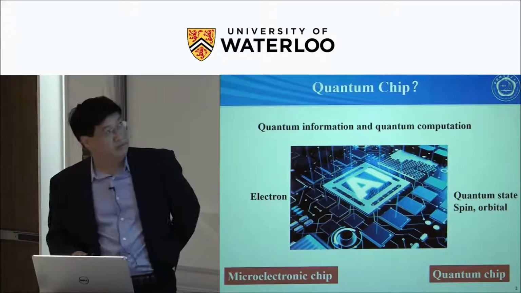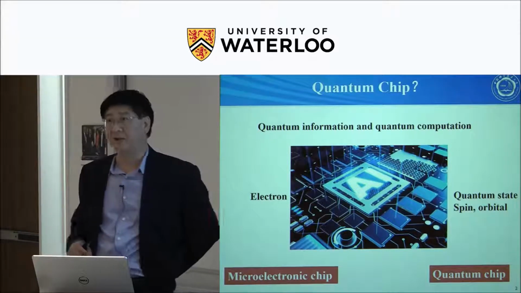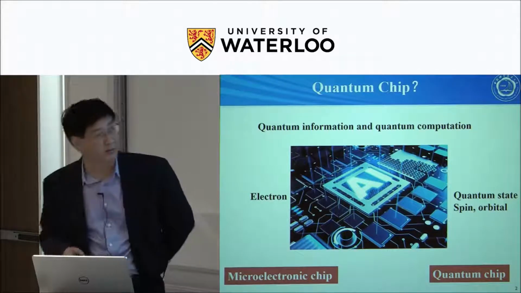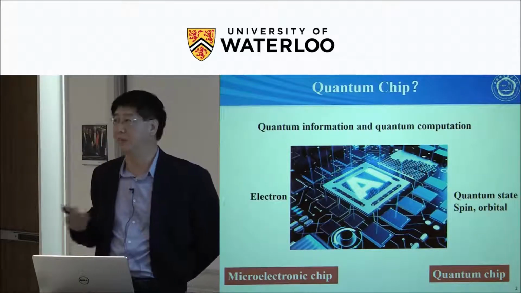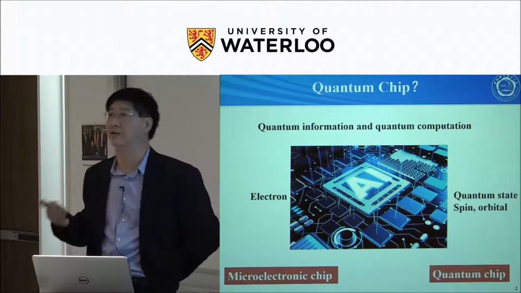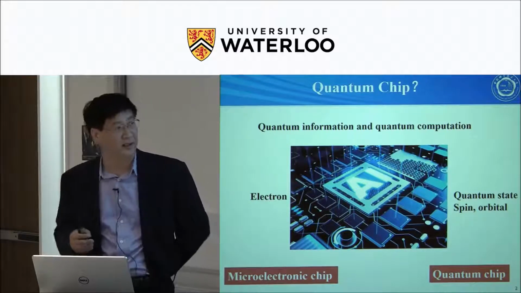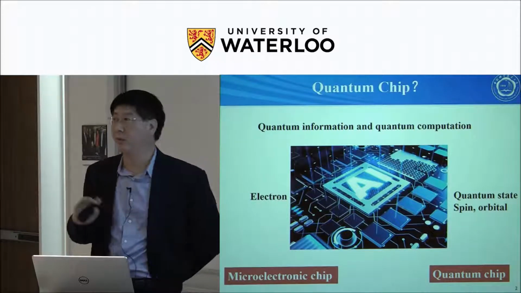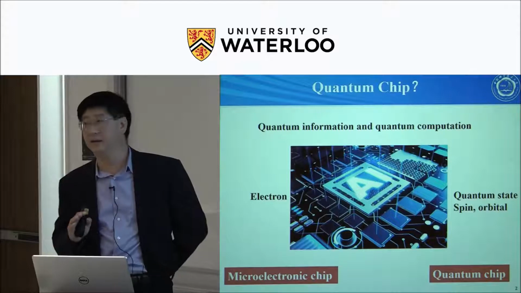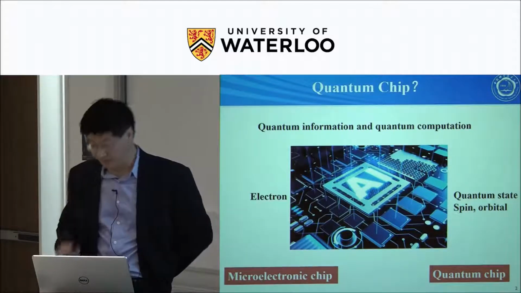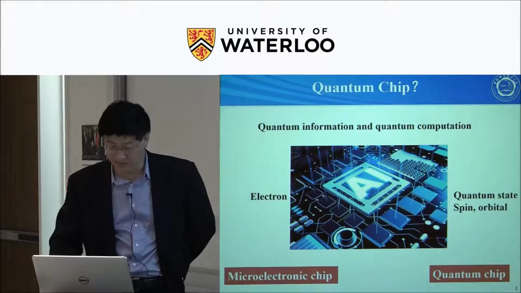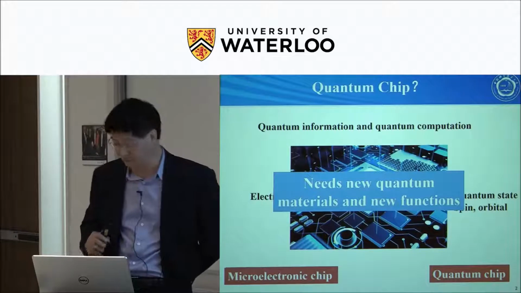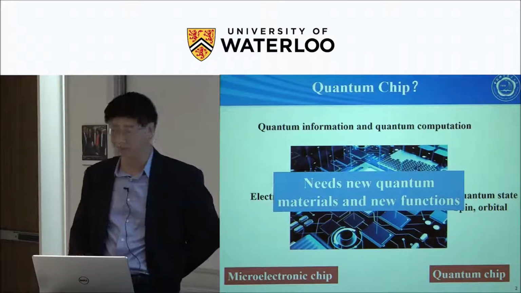Well, we talk about chips, right? We have electron-based chips, which we call microelectronics chips. If we talk about quantum chips, it means inside that chip we are going to use spin or orbital, those quantum states the material has. The problem is, do we have a material base for these quantum chips yet? The answer is, till now, no. So we need new materials and new functions. That is why we need to put more effort into the quantum material side.